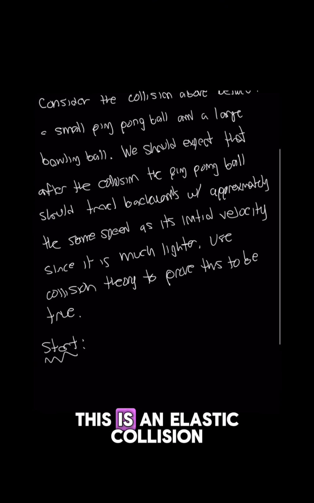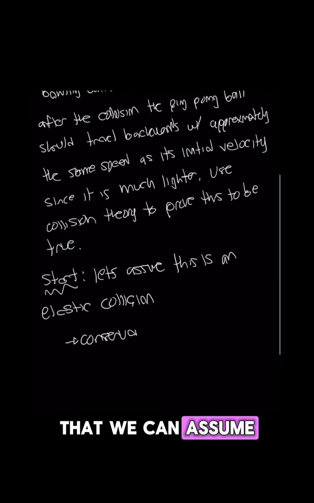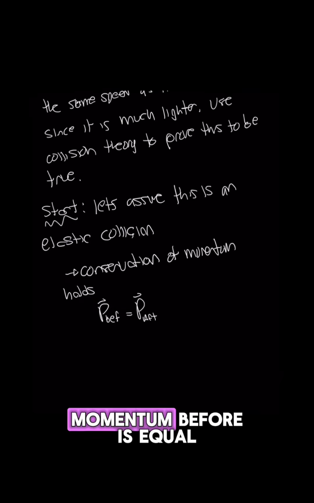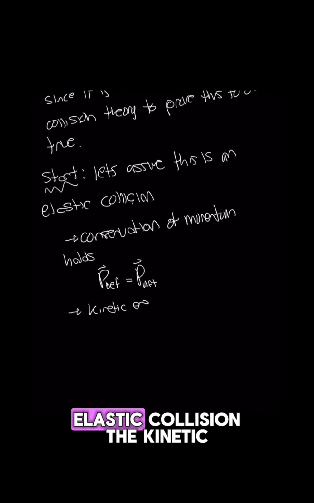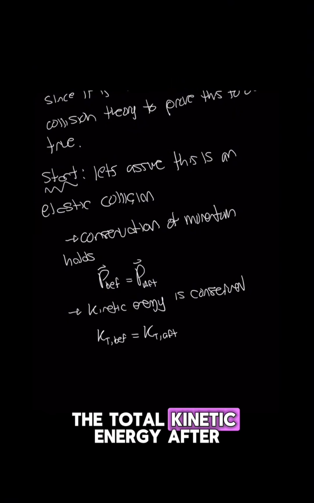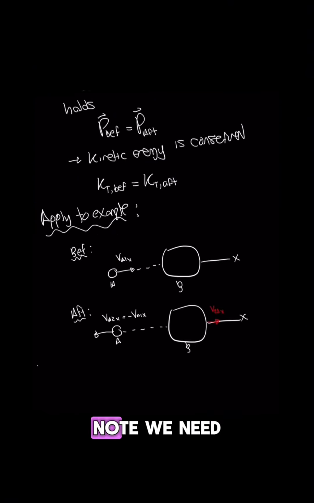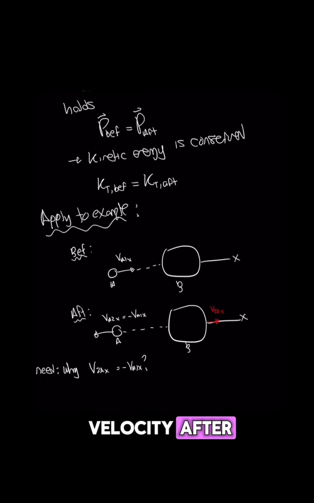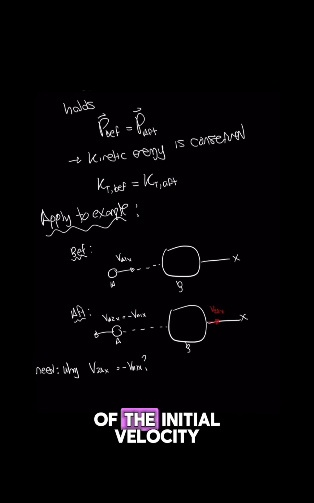To start, let's assume this is an elastic collision, which means firstly that we can assume that the conservation of momentum holds, which means that the momentum before is equal to momentum after. And also for an elastic collision, the kinetic energy is conserved, which means the total kinetic energy before is equal to the total kinetic energy after. So we can apply this to our example. Note, we need to show why the velocity after for A is going to be equal to the negative of the initial velocity of A.